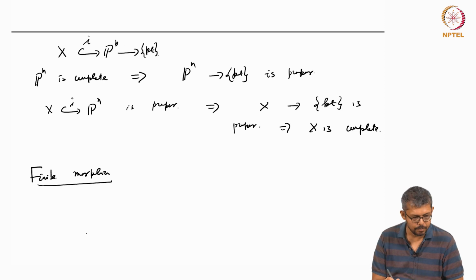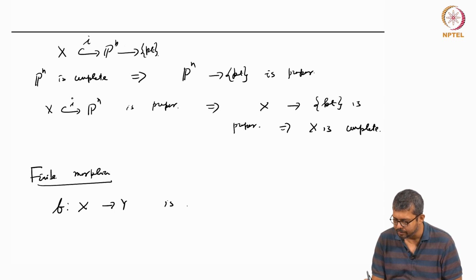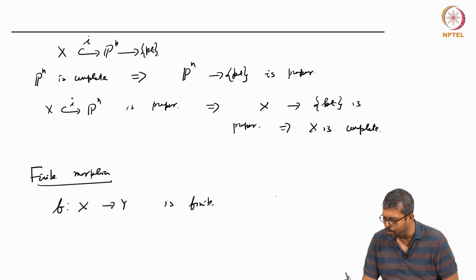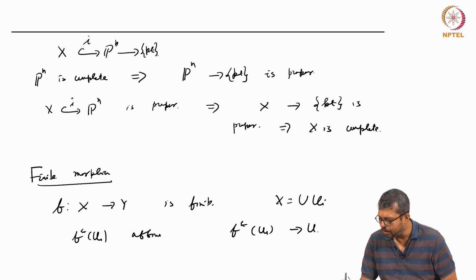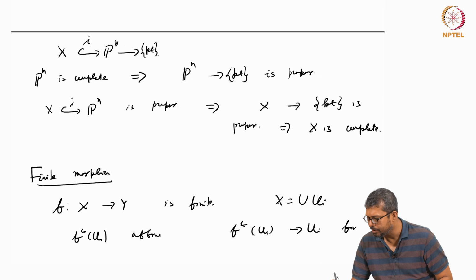Right? So, finite morphism. Recall what a finite map is. X to Y is finite if you have an open cover, X is the union of Ui, such that f inverse of Ui is affine, and f inverse of Ui to Ui is a finite map.